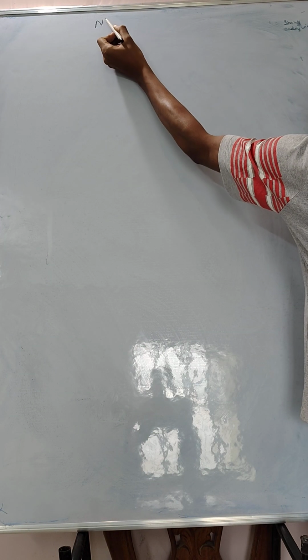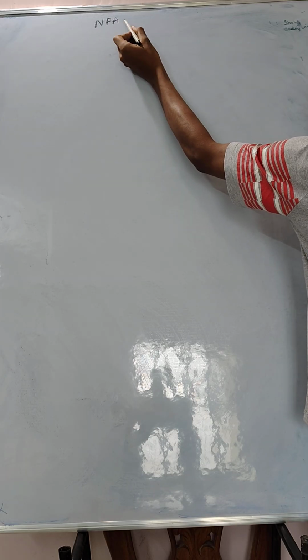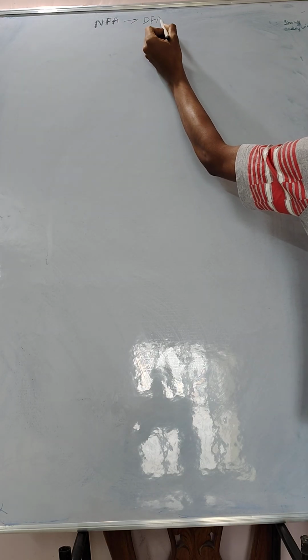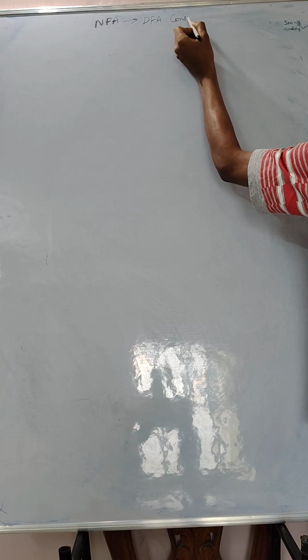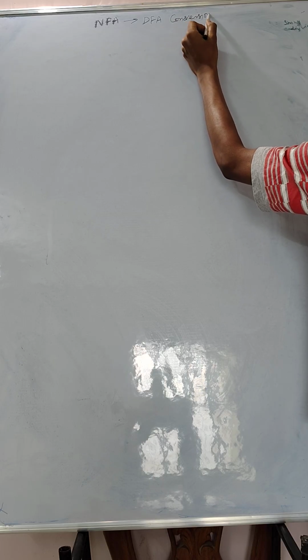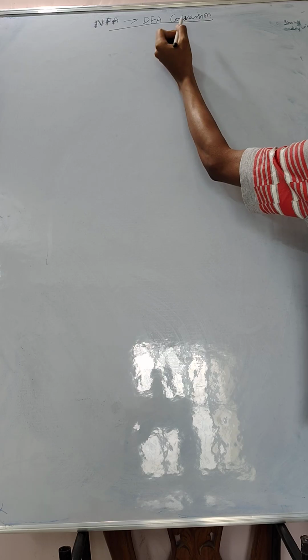So, what is NFA to DFA conversion? NFA to DFA conversion is also called the subset construction method. The main idea: a DFA state represents a set of NFA states.